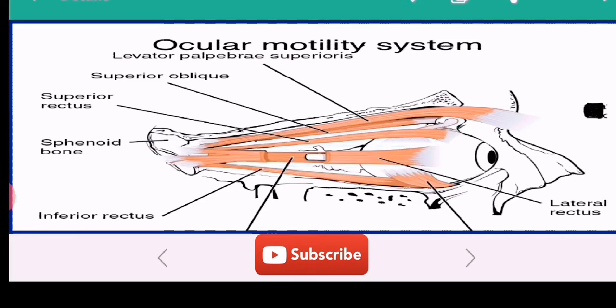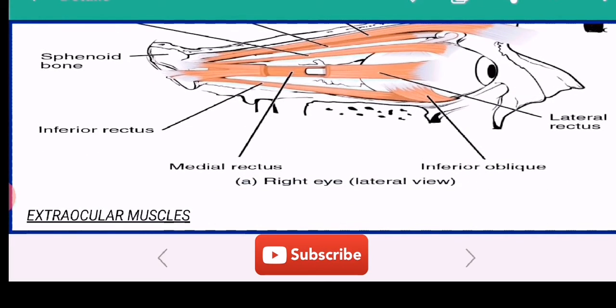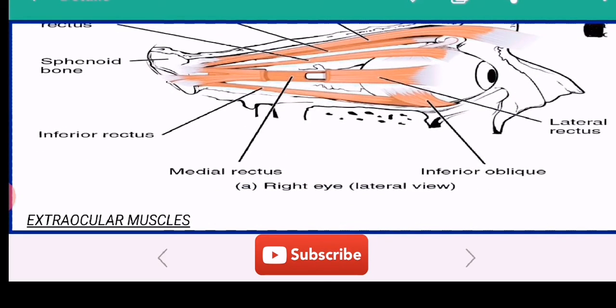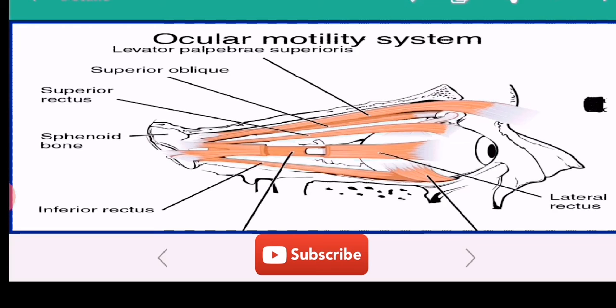lateral rectus, superior oblique, levator palpebrae superioris, superior rectus, sphenoid bone, inferior rectus, medial rectus. This is the lateral view of the right eye. This is the ocular motility system.